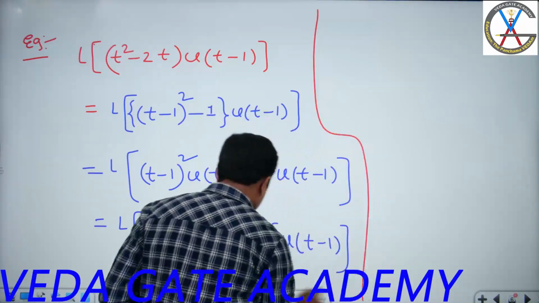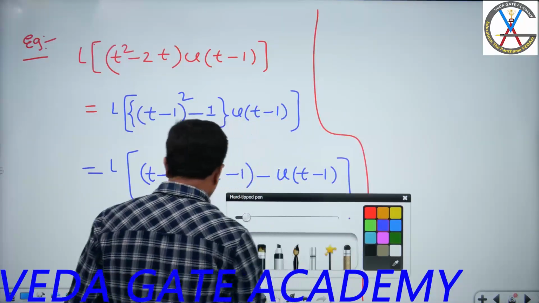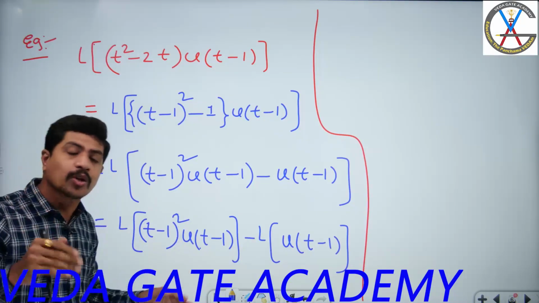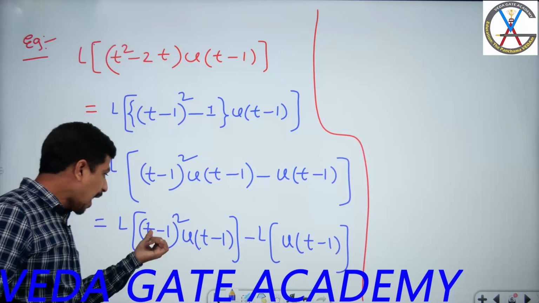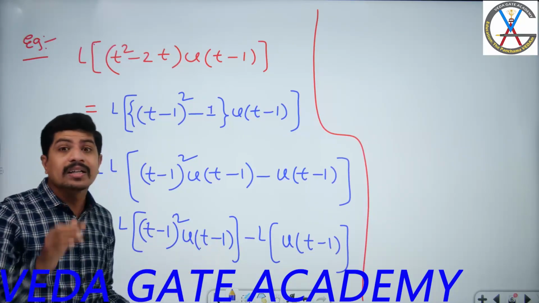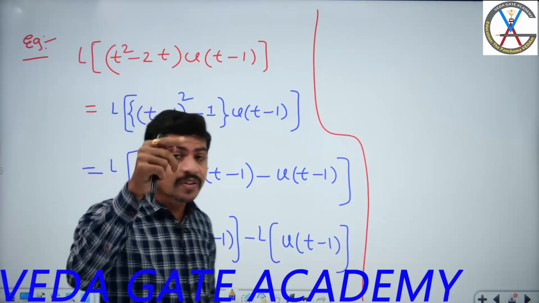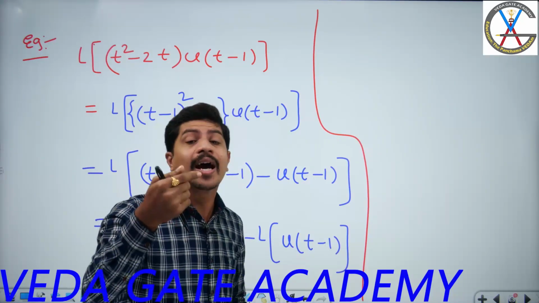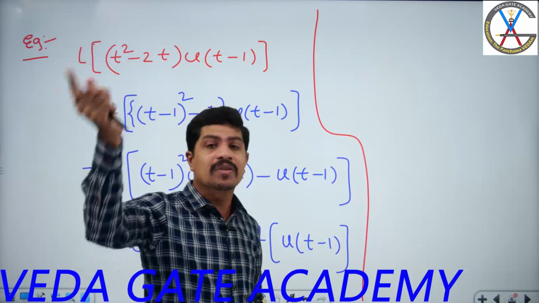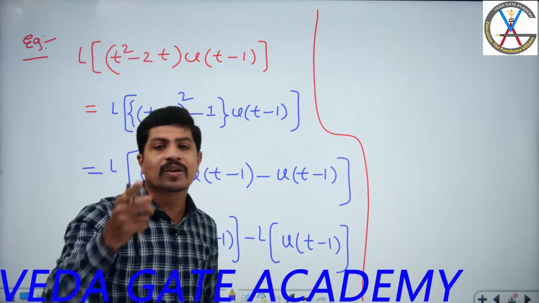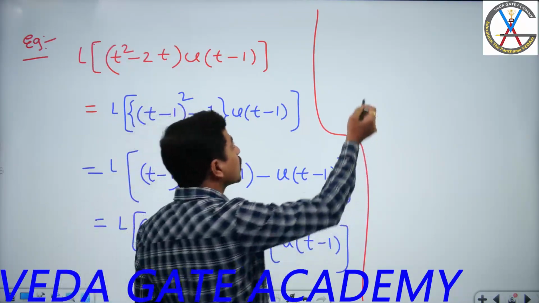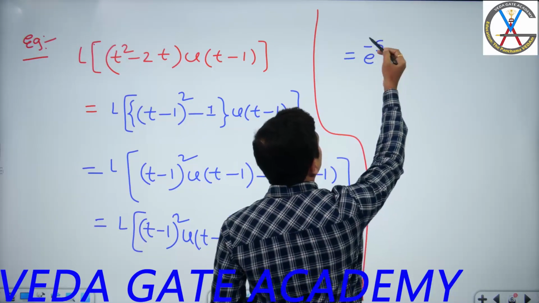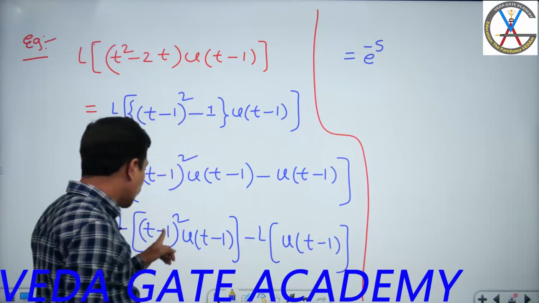Observe here, brother. See, I told you, if you find shifting, you write it in the initial stage itself. I have t minus 1, t minus 1 in the time domain. If there is shifting in the time domain, what are we going to get in the frequency domain? We are going to get an exponential in the frequency domain with the same sign or different sign? With the same sign. So because of that shifting, we are getting e power minus s here. Now forget about 1.